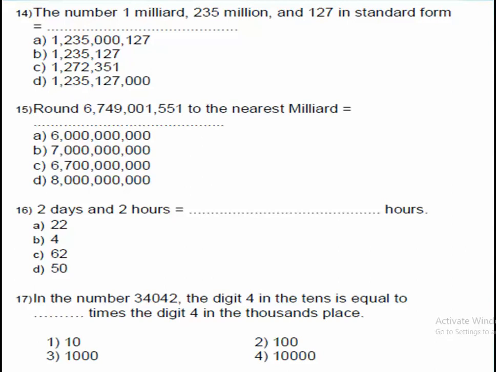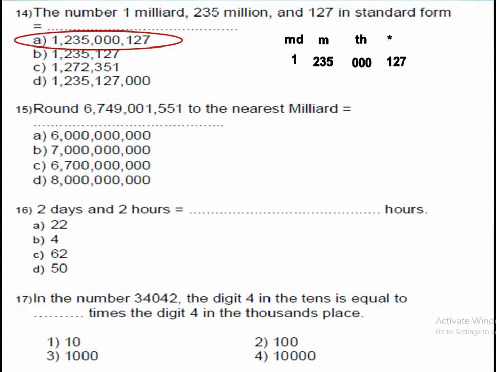The number 1,235,000,127 is in standard form. Okay, let's write the places first. Milliard, million, thousand, and the ones family. Okay, milliard, we have 1 milliard, and under million we have 235. Under thousand we don't have any number, so it will be 3 zeros. And the ones family is 127, so the right choice is letter A.